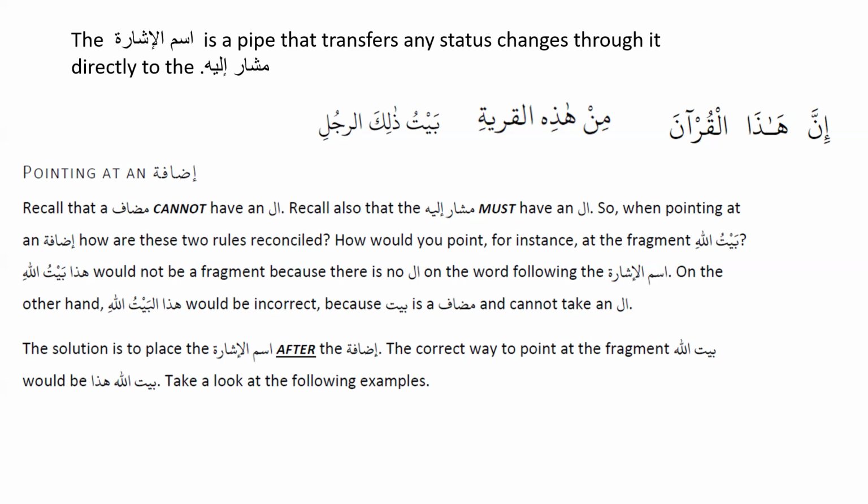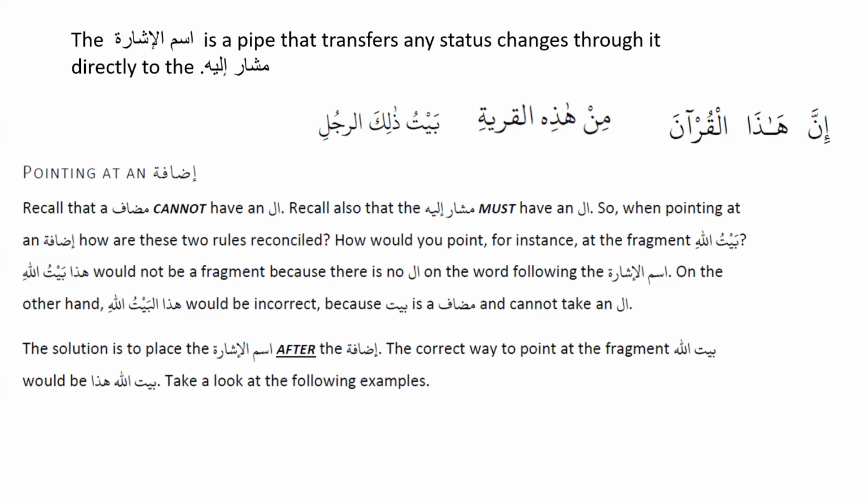So when you're pointing at an idafa, how are these two rules reconciled? How would you point, for instance, at the fragment Baitullah? If I say Haza Baitullah, it would not be a fragment because there is no al on the word following the Ismul Ishara. On the other hand, if I say Hazal Baitullahi, it would be incorrect because Bait is a mudaf and mudaf cannot have alif lam. To say this house of Allah, the solution is to place the Ismul Ishara after the Idafa. So the correct way to point at the fragment is Baitullahi Haza.